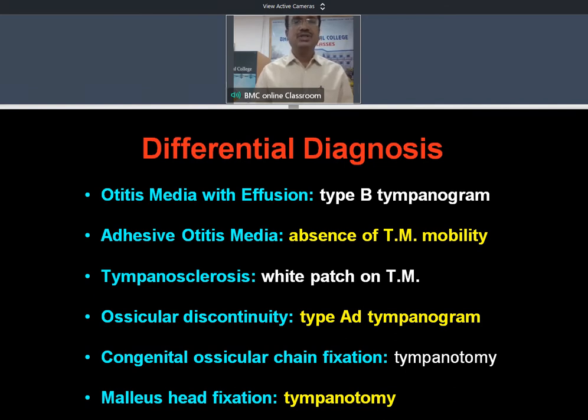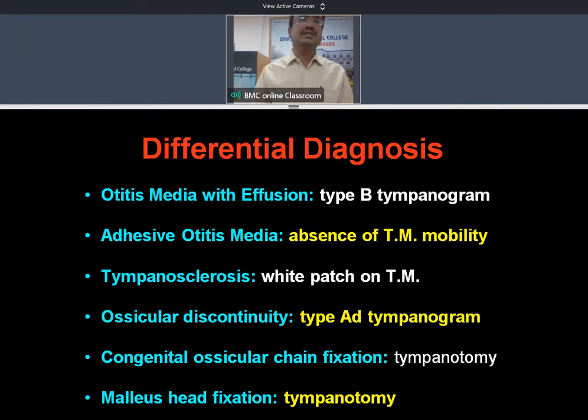Third condition is tympanosclerosis. So otosclerosis is different and tympanosclerosis is different. Tympanosclerosis is nothing but hyalinization and calcification of the middle fibrous layer of the tympanic membrane. The tympanic membrane has three layers: outer epithelial, middle fibrous, and inner mucosal. In the middle layer there is hyalinization and calcification, so you can see a chalky white patch over the tympanic membrane by simple otoscopy. So you can differentiate tympanosclerosis from otosclerosis, even though the patient is having the conductive type of hearing loss.